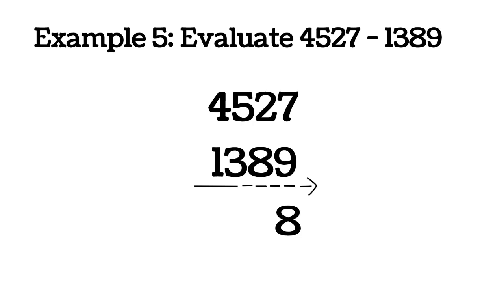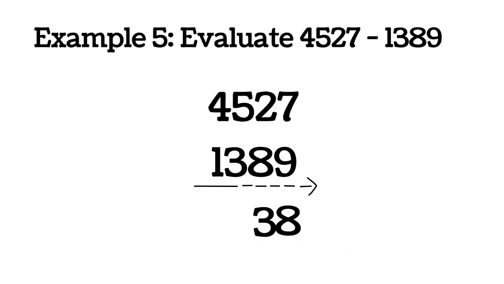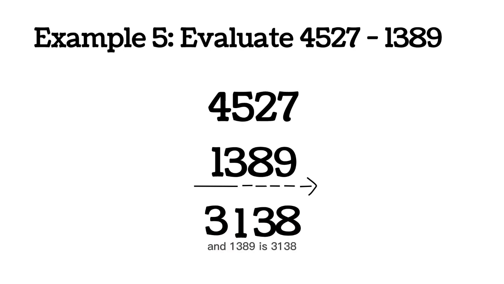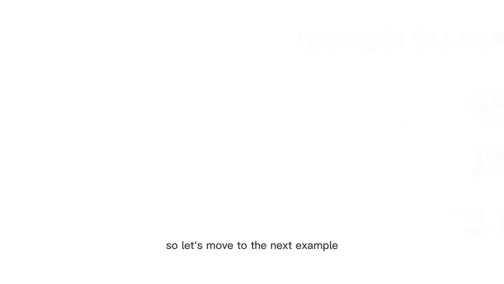So 8. 1 minus 8 cannot go. So we also borrow 1 from 5. So 10 plus 1 is 11. 11 minus 8 is 3. Now we borrowed 1 from 5, so 5 is now 4. So 4 minus 3 is what? 1. Then 4 minus 1 is 3. So our difference between 4527 and 1389 is 3138. So let's move on to the next example.